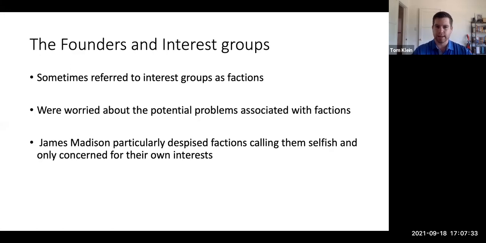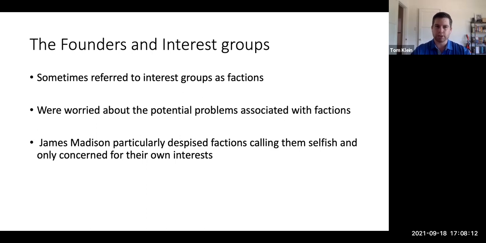Now, interest groups aren't necessarily a new thing. They've been around for quite a long time, really going back to the formation of our country. And the founding fathers were aware of interest groups, or at least aware of groups petitioning the government. Sometimes they would refer to them as factions, in the same way they'd refer to political parties as factions, essentially separate groups looking out for their own interests. And they had a problem with factions. They worried what they would do to our country. James Madison, in particular, despised factions. He called them selfish and only concerned for their own interests.